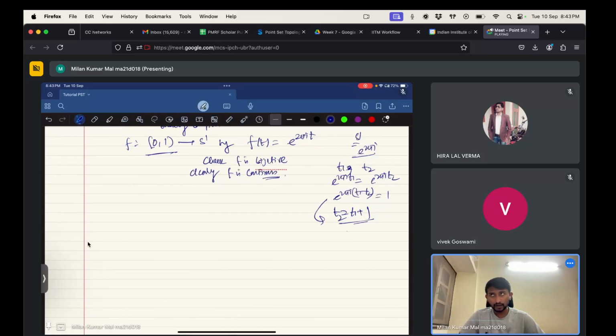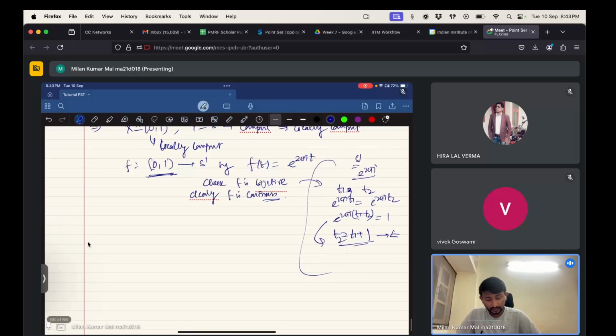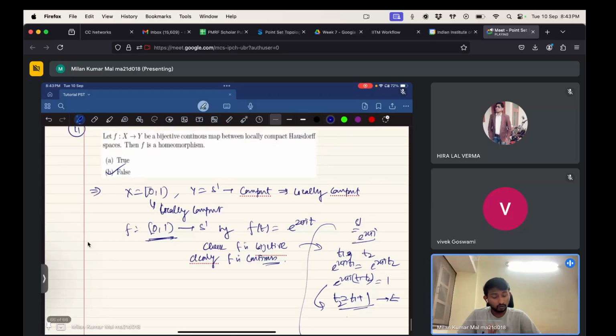Cos 2 pi plus i sin 2 pi: cos 2 pi is 1 and sin 2 pi is 0, right? This is correct. That means the only solution will be t2 equals t1. But there is no t1, t2 in [0, 1) such that t2 equals t1 plus 1. That can't happen, so that is a contradiction. So that is the bijectivity check. Now f is continuous and bijective, and both of them are locally compact.